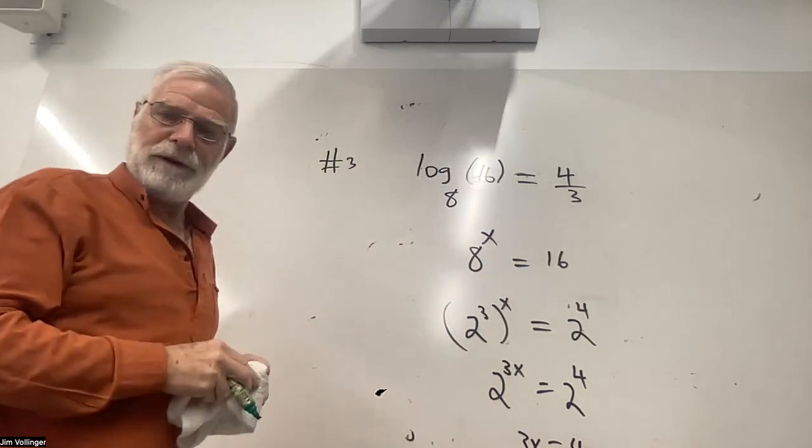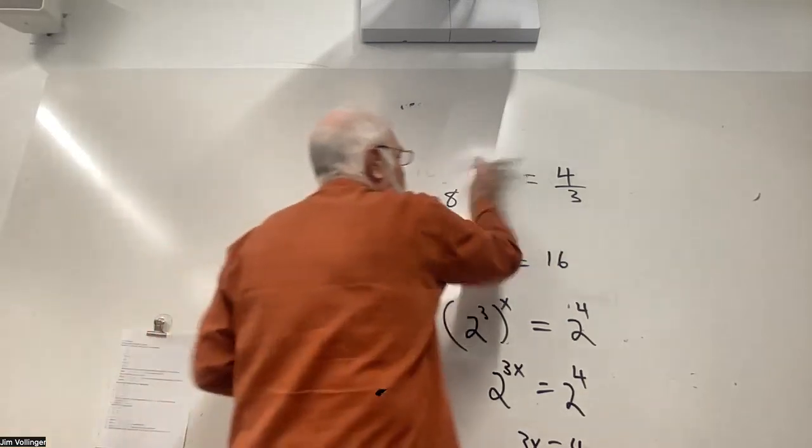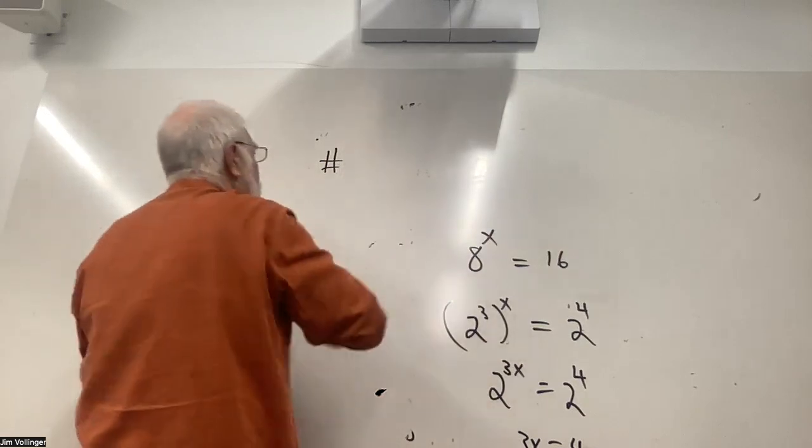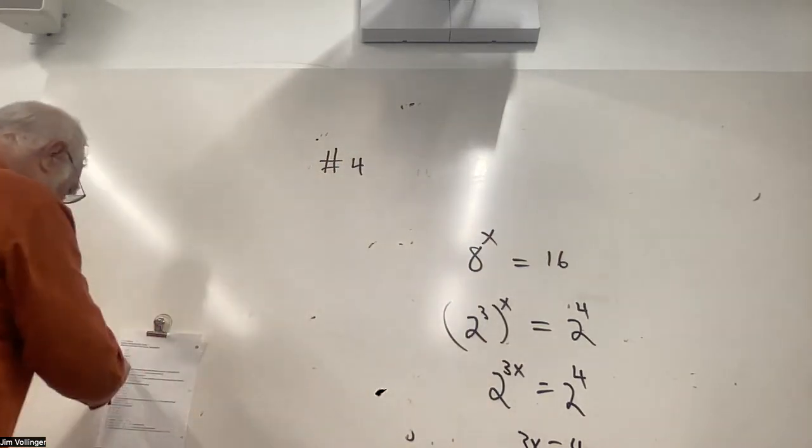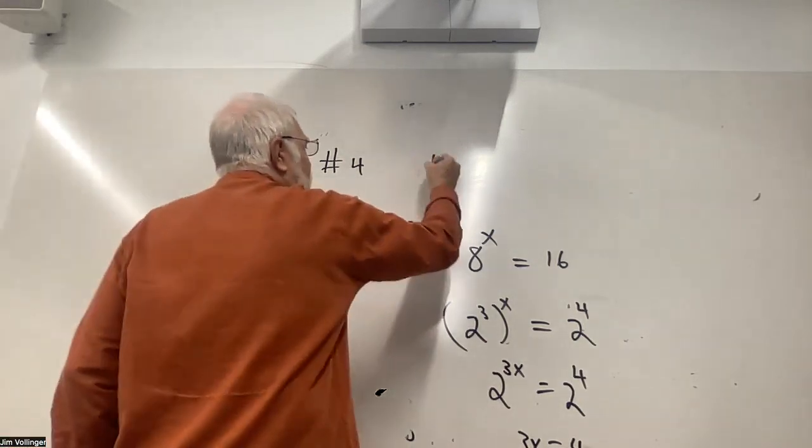That's problem number 3. I'll write problem number 4 now. Oh, I'm on a roll here. And then while I erase, you try problem number 4. 100 to the 1/2.